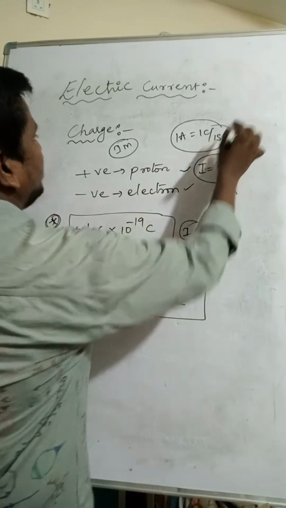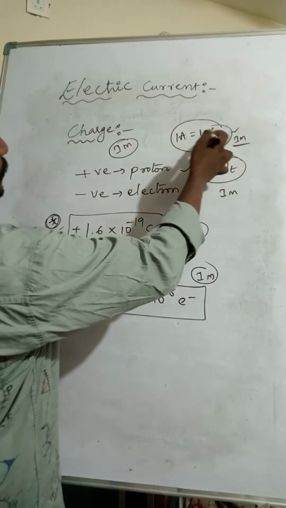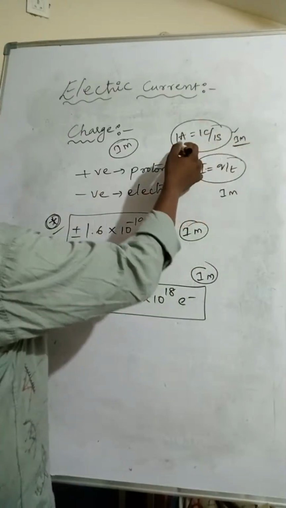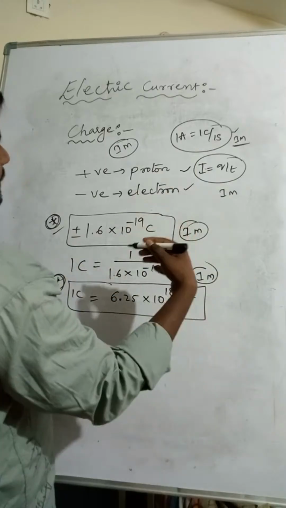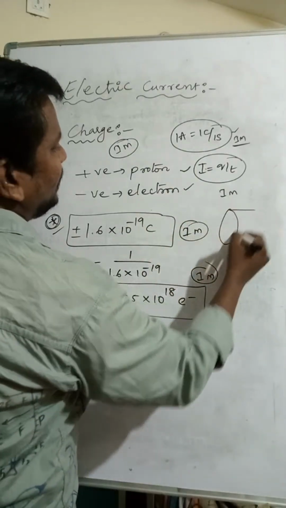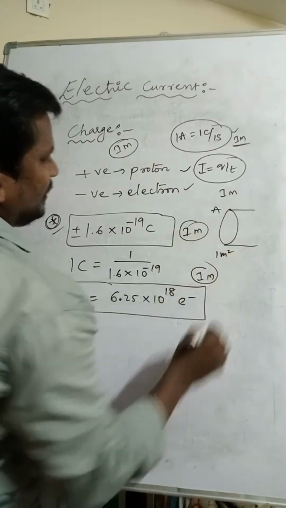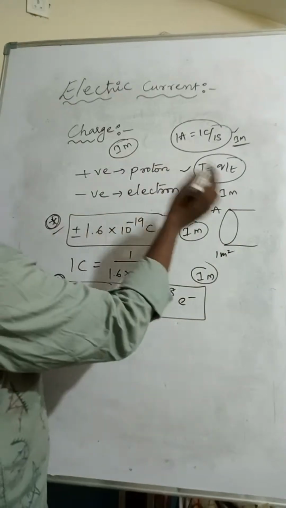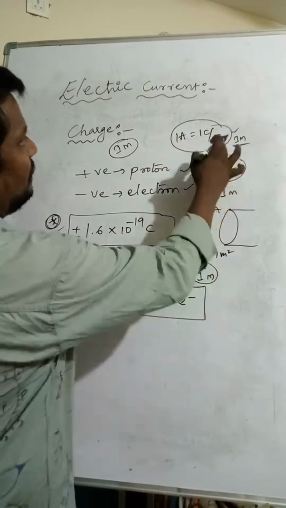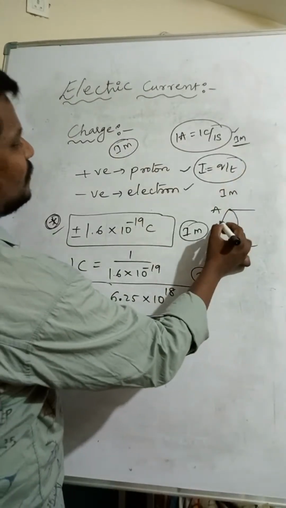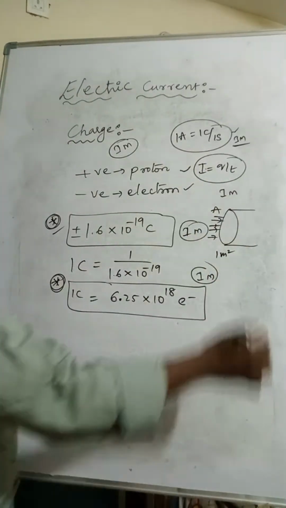This is the definition: 1 ampere equals 1 coulomb of charge flowing per second, or 1 ampere is defined as 1 coulomb of charge flowing through a unit cross-sectional area per second. If the conductor is like this, this is the area of cross section, and 1 unit of cross-section area I am taking as 1 meter square. So in 1 second, how many electrons will pass? That is called 1 ampere, which is nothing but electric current.